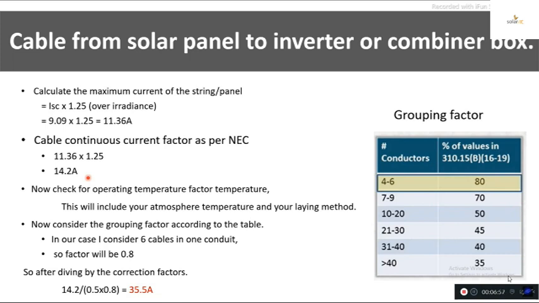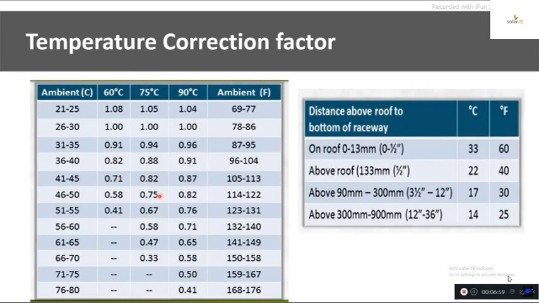So we'll refer to this chart. If you place the conduit directly on top of the roof, the temperature rise will be 30 degrees Celsius. Simply add this 30 degrees Celsius to the 40 degrees Celsius of the atmospheric temperature, and it goes to 73 degrees Celsius. You can see here that the temperature factor becomes 0.5.